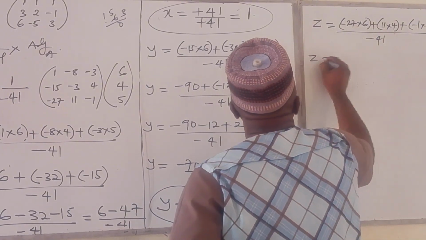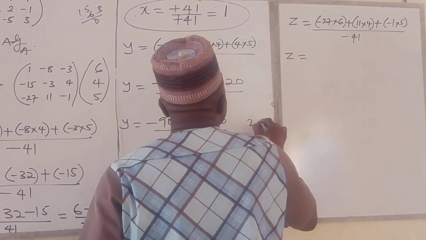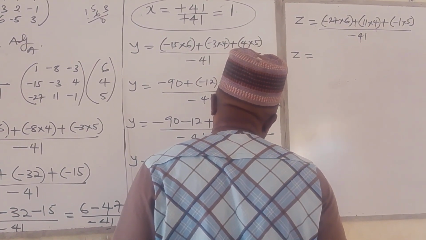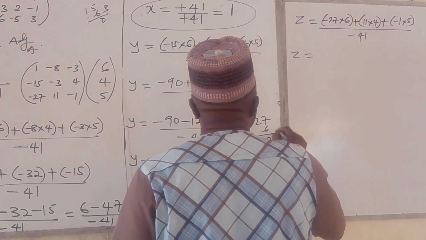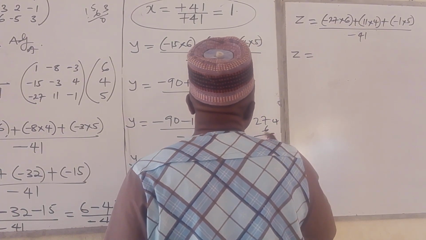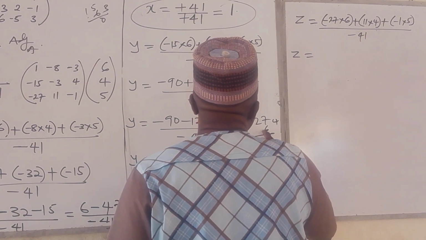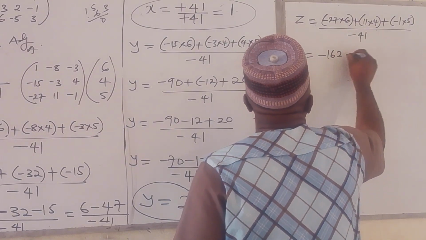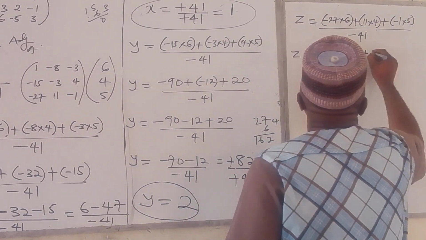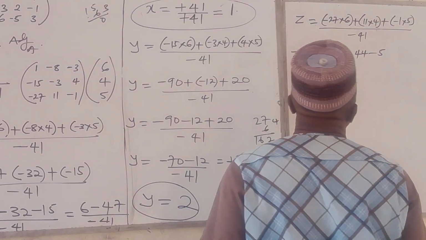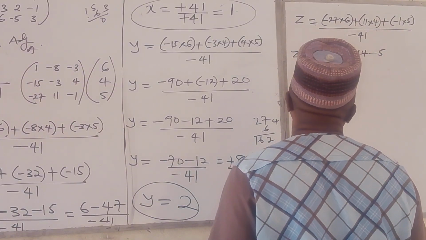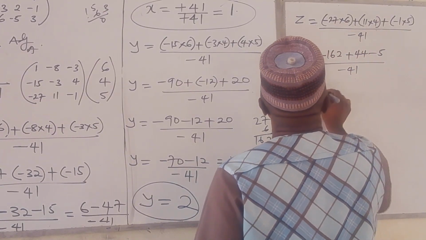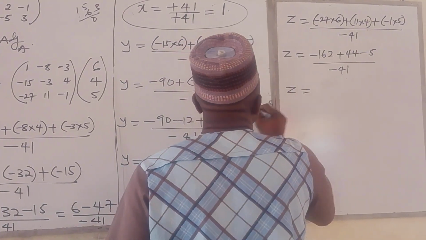It means the value of z will be equal to, now let's see 27 times 6. 27, 6 times 7 is 42. Yes, 36 plus 6, that's 42. So here we have 2, 4. Then 6 times 2 is 12. 12 plus this, that's 12 plus 4, that's 16. So here we have minus 162 plus 44. Then here we have minus 5, because plus minus is minus. All over minus 41.